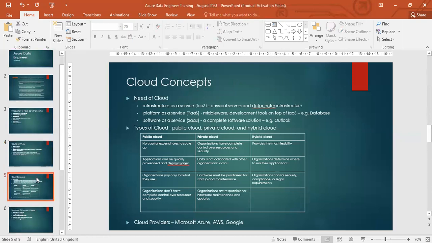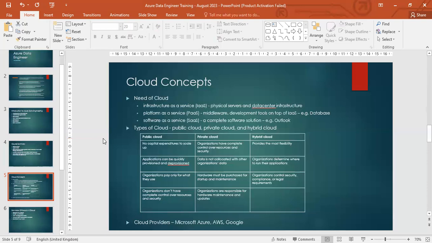So basically we'll start with the cloud concept. Can anyone explain the requirement of cloud, why we need cloud and why we need to move from on-prem to cloud? What is the difference between on-prem and cloud? Easy maintenance and cost cutting.